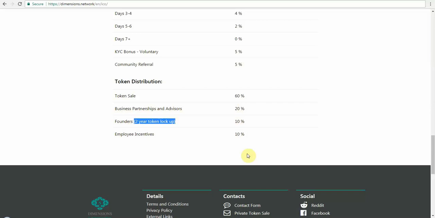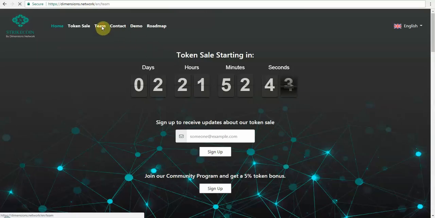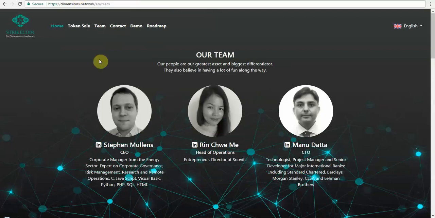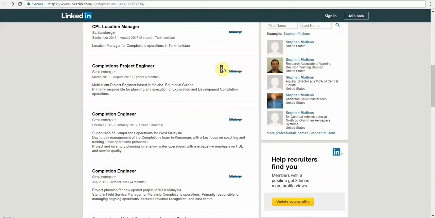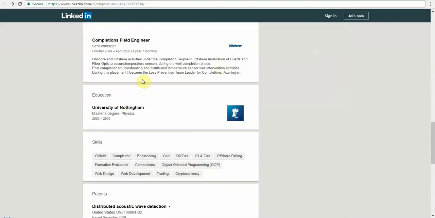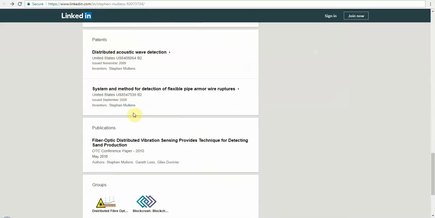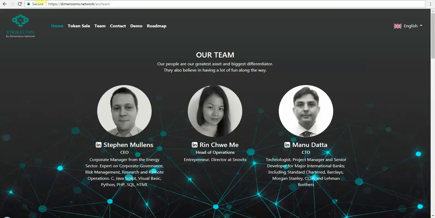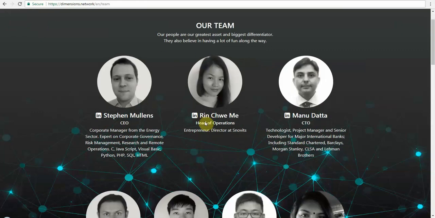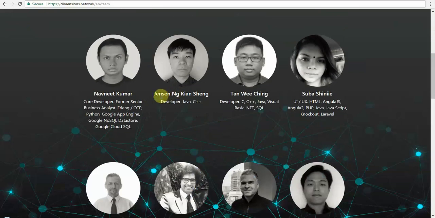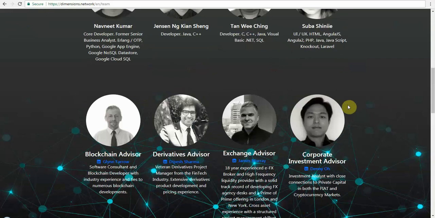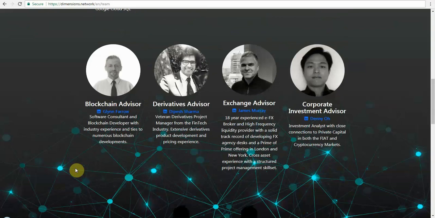Okay. Going through the next section about their team. The CEO, Stephen, is the co-founder, and he seems to have worked for an organization for more than 11 years. He has a master's degree in physics, and he has a few patents as well. Among the other team members, Rin is the head of operations. Manu is the CTO. Navneet, Jansen, and Subha are the developers involved in the platform. And there are blockchain and derivative advisors.